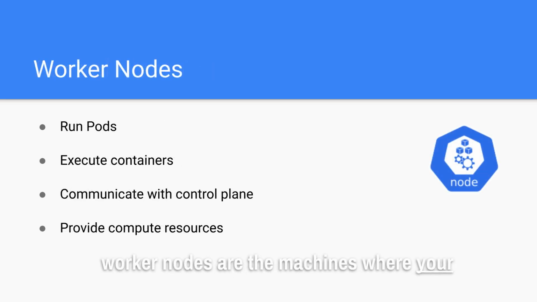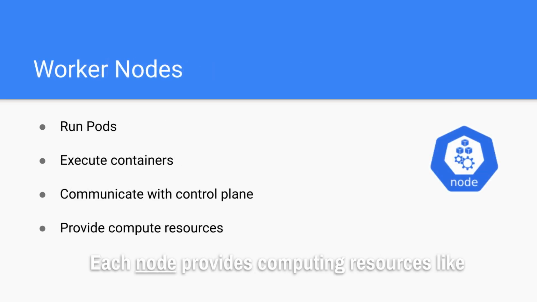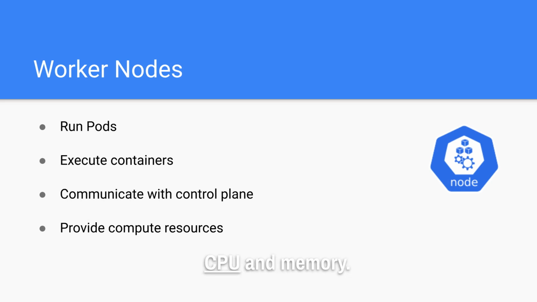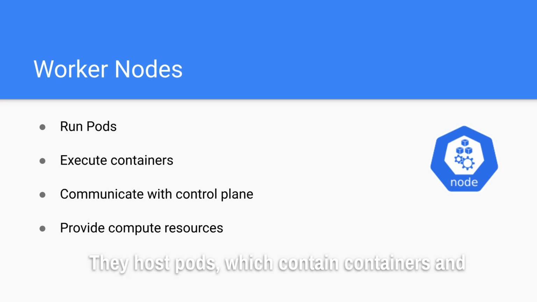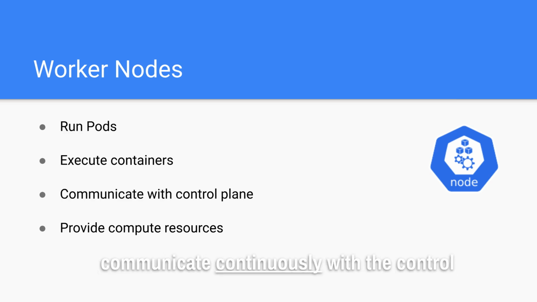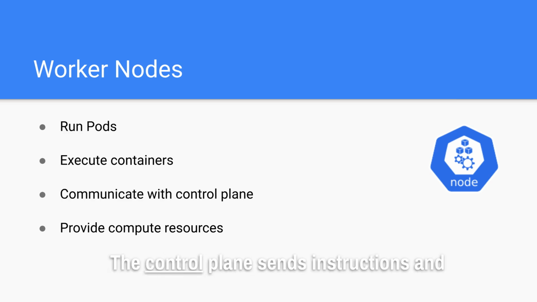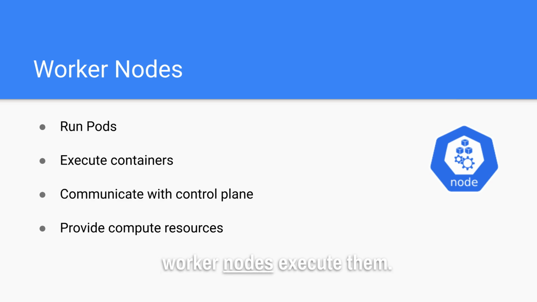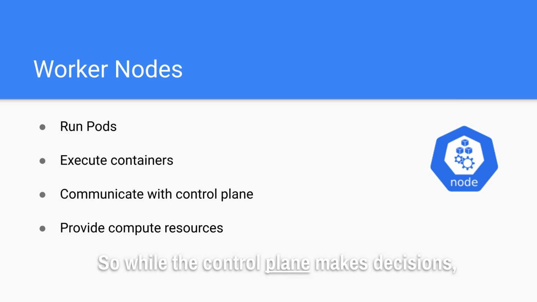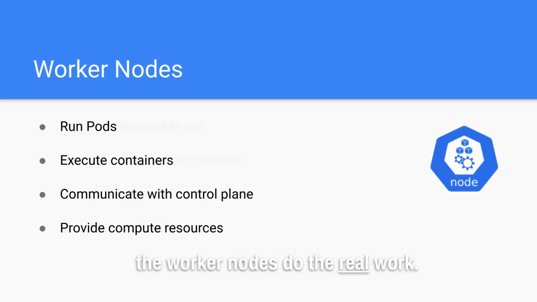Worker nodes are the machines where your applications actually run. Each node provides computing resources like CPU and memory. They host pods, which contain containers, and communicate continuously with the control plane. The control plane sends instructions, and worker nodes execute them. So while the control plane makes decisions, the worker nodes do the real work.